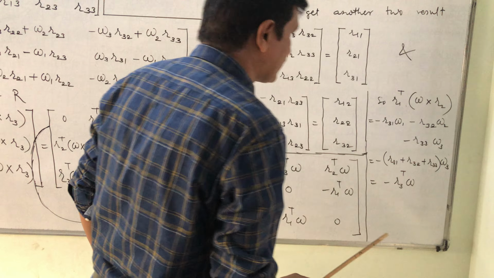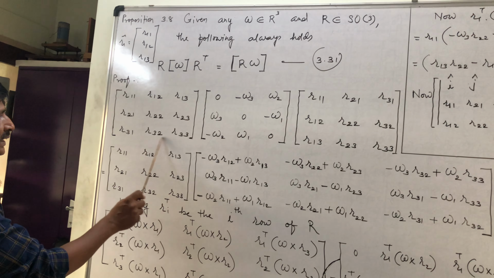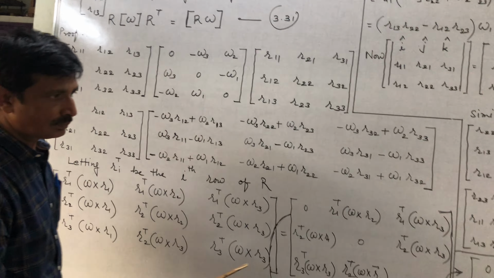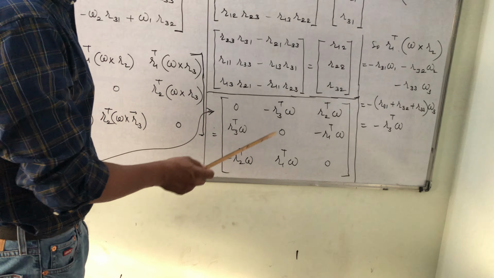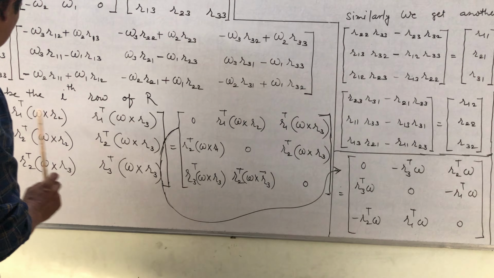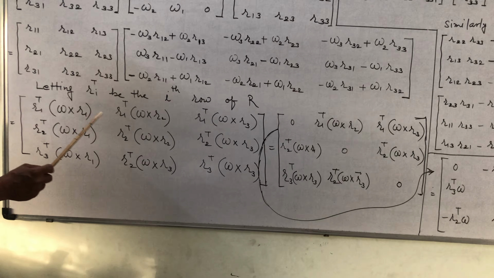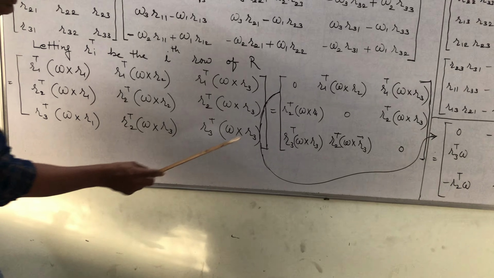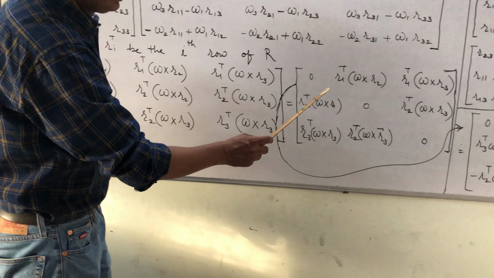According to our new notation, this one is R3. So minus R3 transpose into omega. Similarly for this, omega cross R1 into R1 transpose, they are perpendicular, so this is 0 and this is 0. The rest of the terms are as they are.